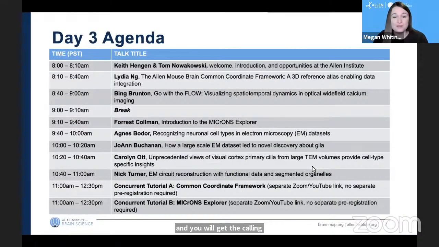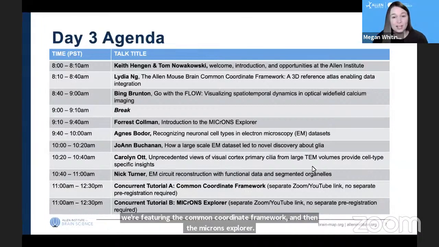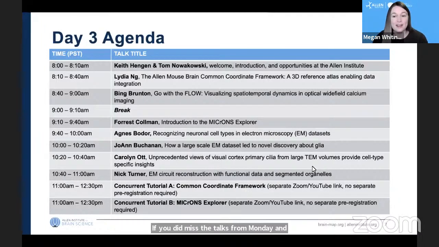Here is a brief overview of today's agenda. Like the last 2 days, we'll hear from some researchers at the Allen Institute and researchers at other institutions who have used resources from the Allen Institute. Today, we're featuring the Common Coordinate Framework and then the Microns Explorer. If you did miss the talks from Monday and yesterday, they are all posted on our YouTube channel. You can watch those later.